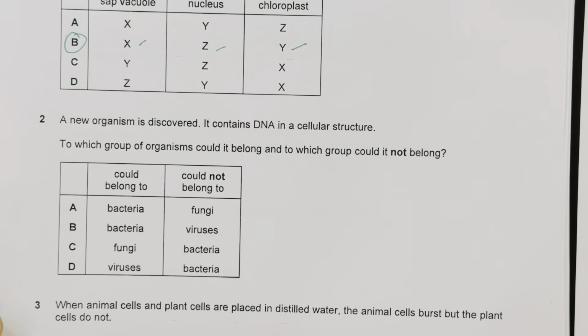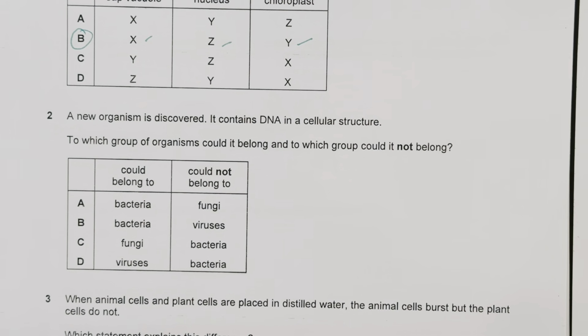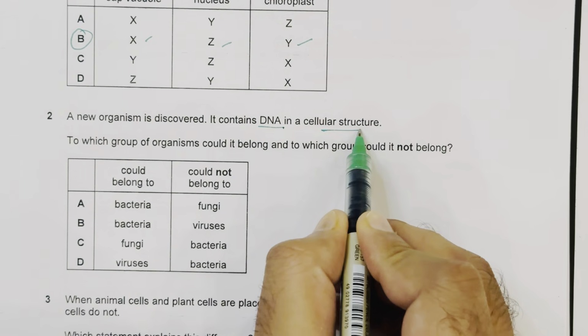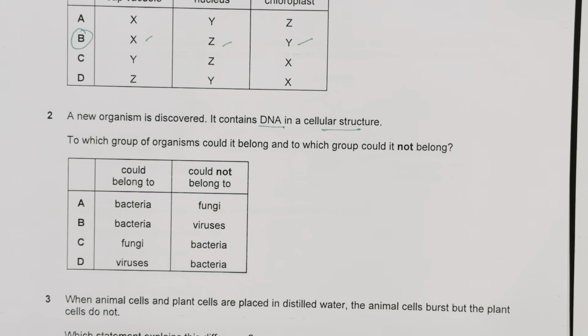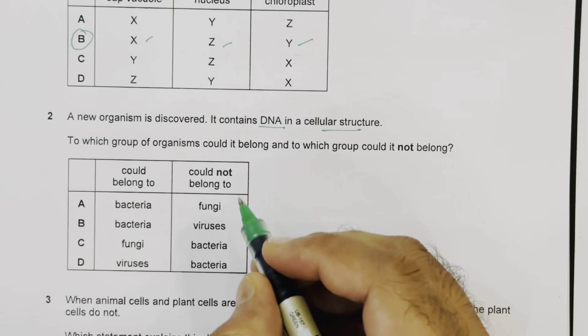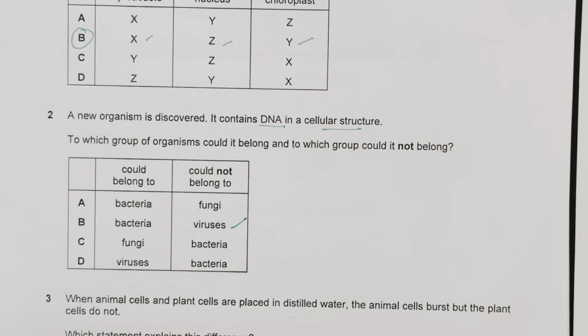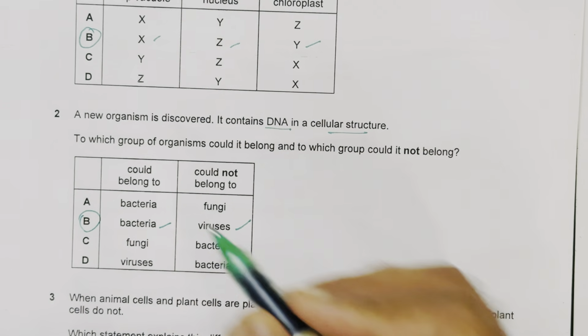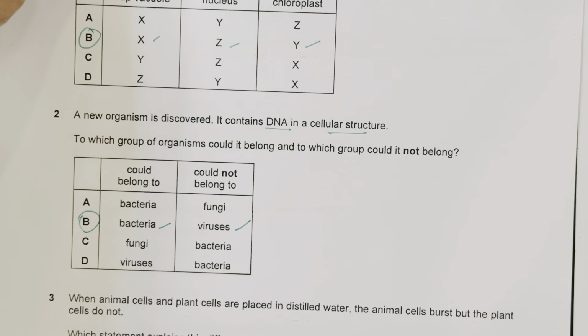Moving to our question number 2, a new organism is discovered. It contains DNA in a cellular structure. To which group of organisms could it belong and to which group could it not belong? Important information here is that the new organism contains DNA and a cellular structure. So we know that it could not belong to the group of viruses. We're gonna select the option could belong to bacteria. So option number B is the right answer.